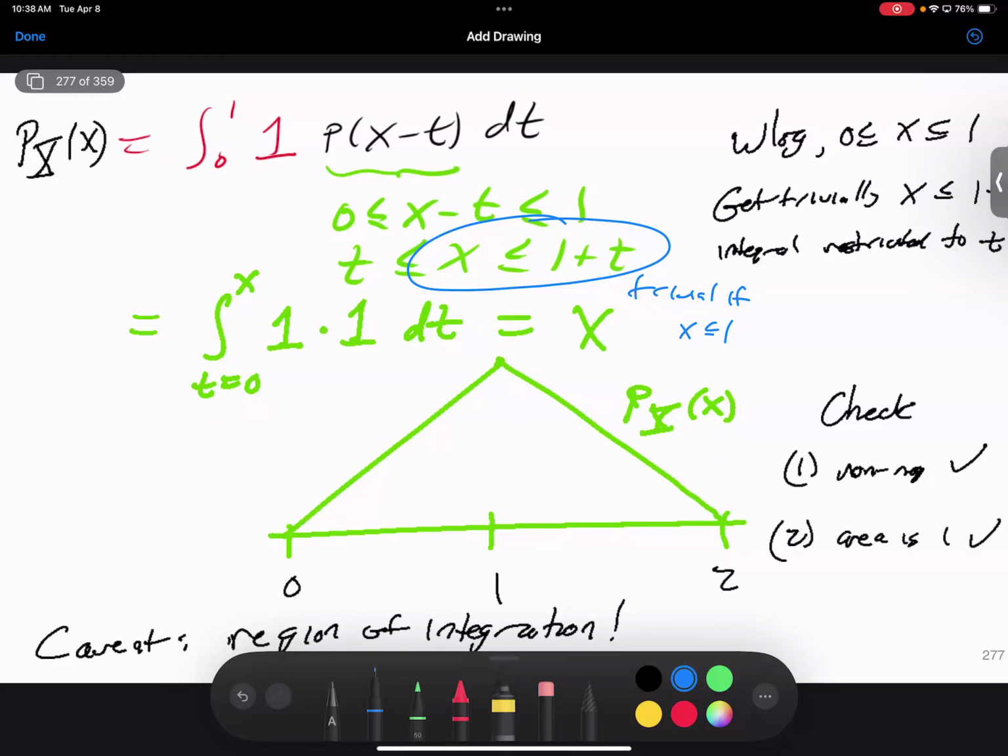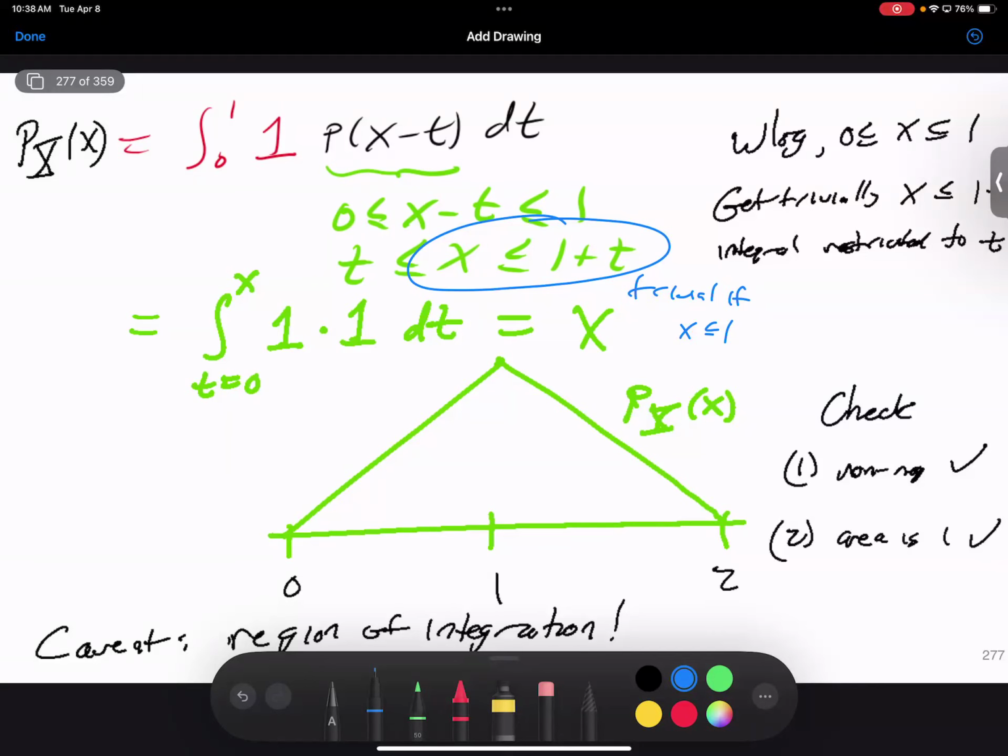What should the area of the triangle be? 1. It's a probability distribution. Okay, good. It's got a base of 2. It's got a height of 1. Good. The area under the triangle is 1. So everything looks consistent. This is great.